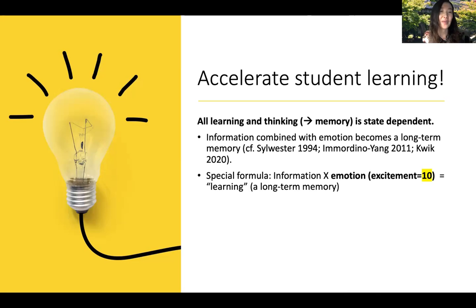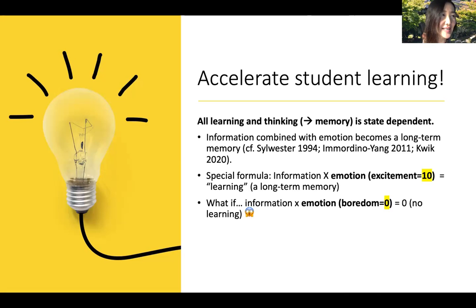Excitement, and that's 10 points out of 10, equals learning, right? However, what if excitement is 0? No excitement, let's say 0. So information and boredom 0 equals 0. Because anything times 0 becomes 0. All learning is state dependent.